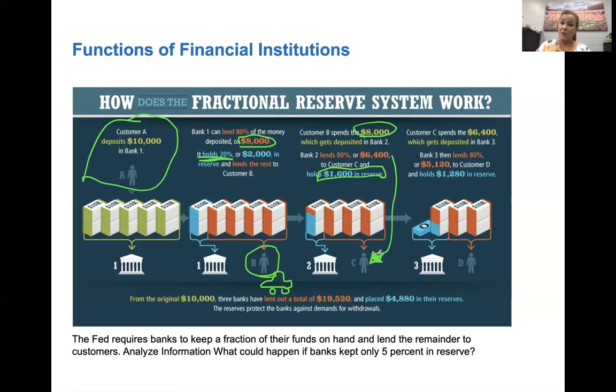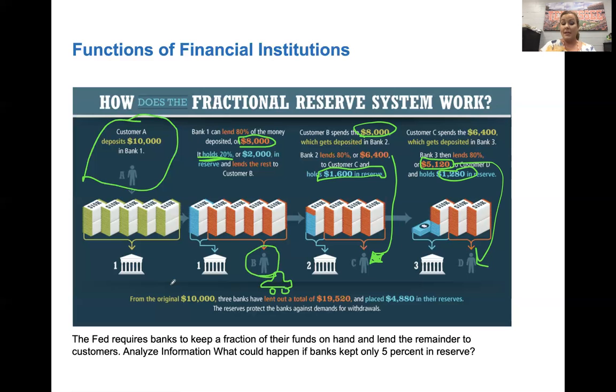And we get customer C. Maybe customer C wants to do some renovations on their house. So they borrow the money, they spend that money to the contractor to redo their bathroom or their kitchen. Bank has to hold $1,280 in reserve. They loan out another $5,120 to customer D. And can I keep going to a customer E and a customer F?